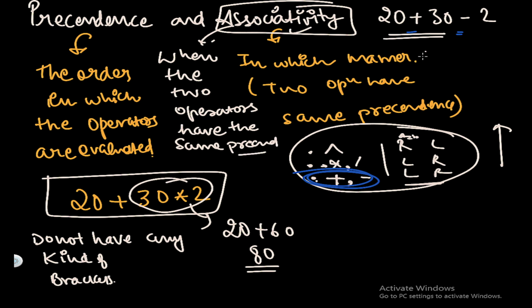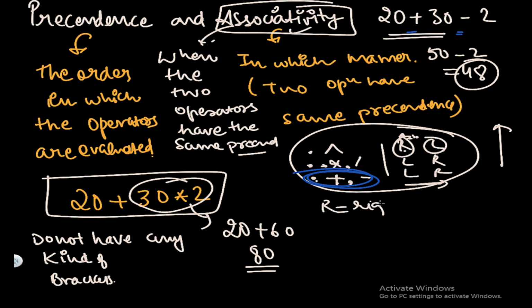Now first of all 20 plus 30 is 50, minus 2, which equals 48, because we have to evaluate the expression from left to right. R to L means we have to evaluate the expression from right to left. Here R means right and L means left. I hope you are getting clearer about the things. And this is the expression for power.